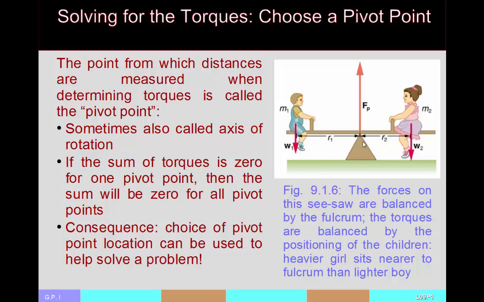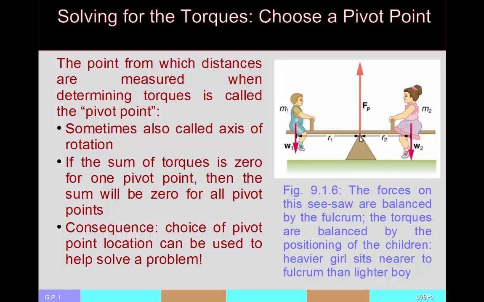On the other hand, if you find that the sum of torques is not zero at any given point, then it means that it cannot be zero at any of the points. So either it's zero everywhere or it's zero nowhere within your system. One consequence of this is that you can choose what you're going to use as your pivot point based on what you need to do to solve the problem.